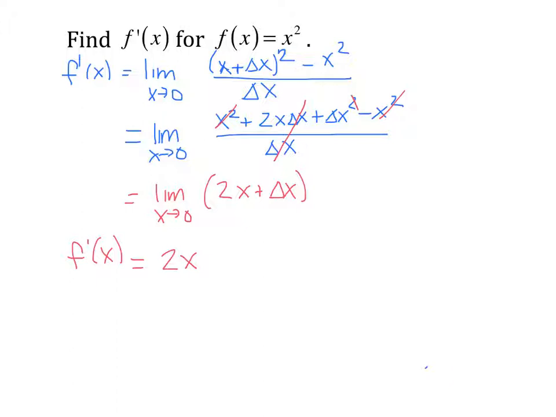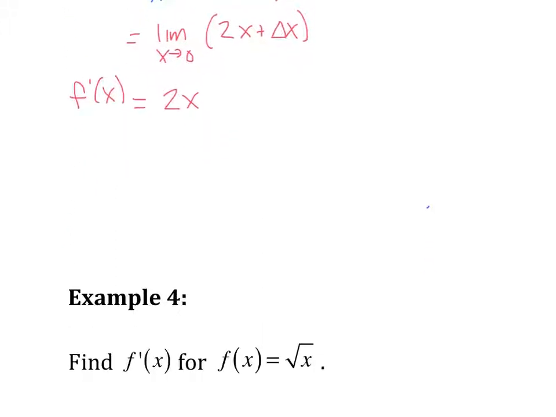It's okay that a variable exists there, because what that's telling us is that's the formula for the slope at any point. So in other words, if I want to know what the slope was when x was 3, I would plug it in and say the slope is 6. If I wanted to know what the slope of the tangent line at x equals 7 is, I'd plug it in and say the slope of the tangent line at x equals 7 is 14. So that is the formula for the slope at any point. One more example.